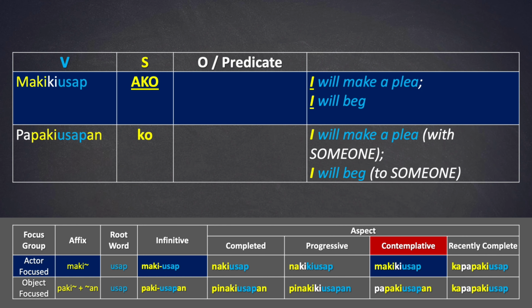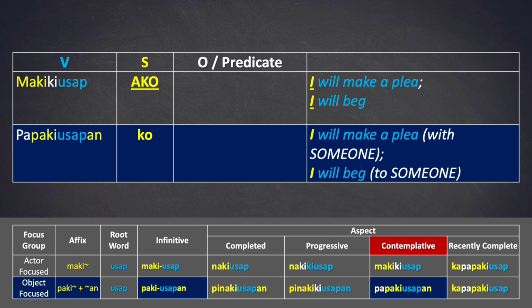Makikiusap ako. I will make a plea, or I will beg. It is ako or I who will make the plea or who will beg and no one else. Papakiusapan ko. I will make a plea with someone or I will beg to someone. It is the object which in this sentence is missing but is known to both the speaker and the listener that the speaker will plead with or beg to.